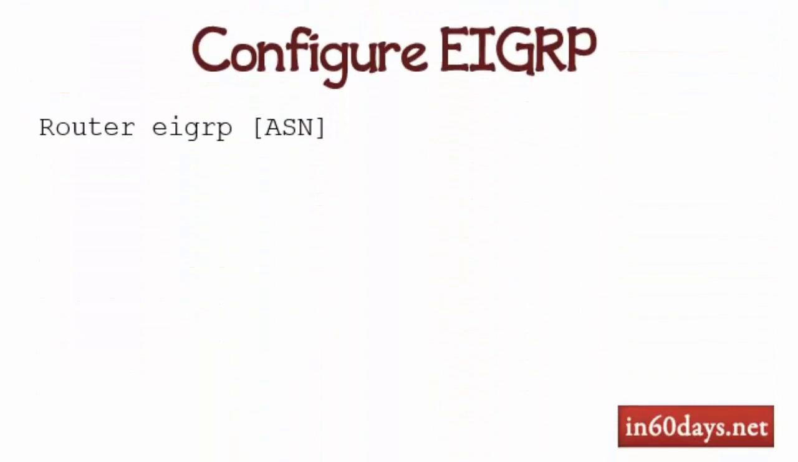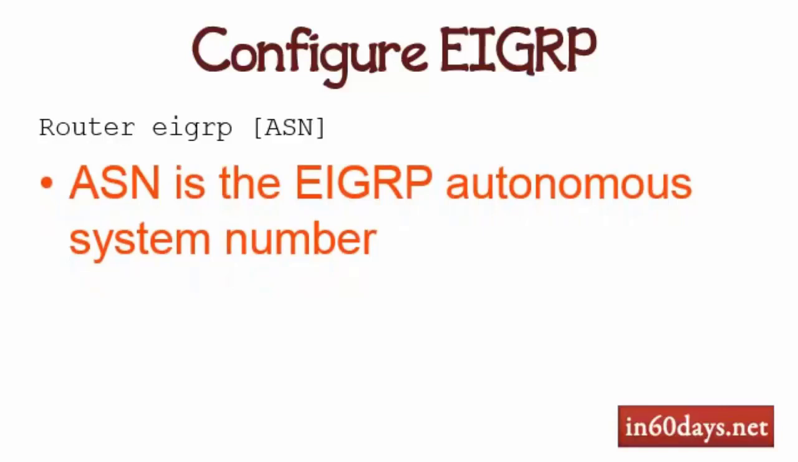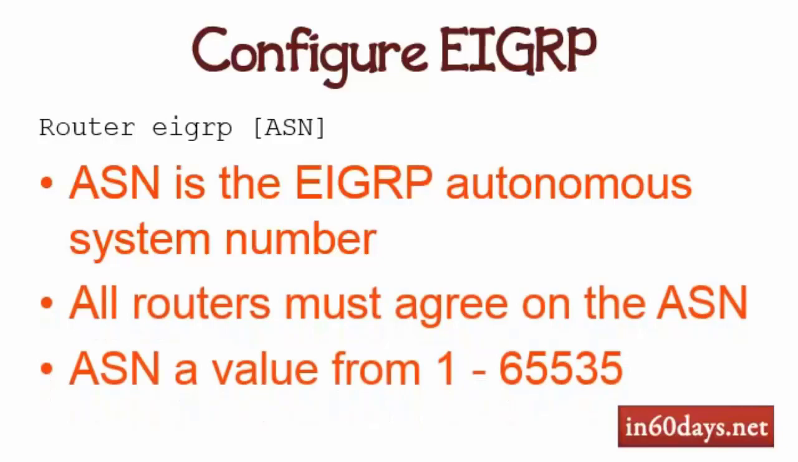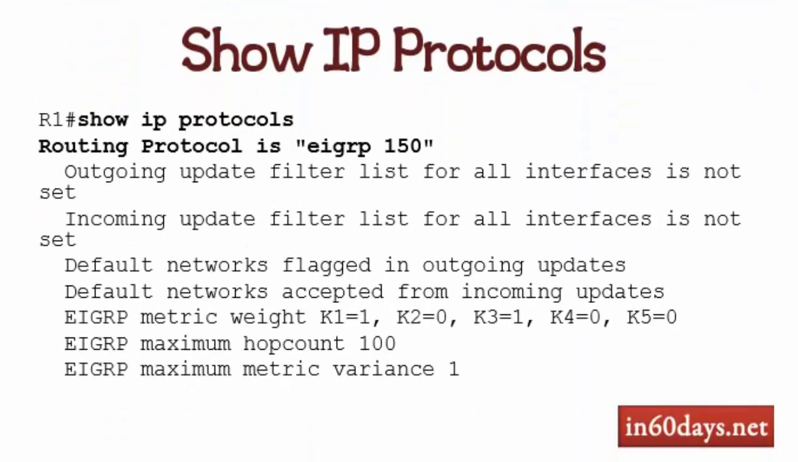Configuring EIGRP is actually very user friendly. Your command is router eigrp and then the autonomous system number, which is any number you care to choose. However, it must match on every router in your EIGRP domain if you want them to form a neighbor relationship. Your values are anything from 1 to 65535. If you show ip protocols, you'll see routing protocol is EIGRP and the ASN here is 150.